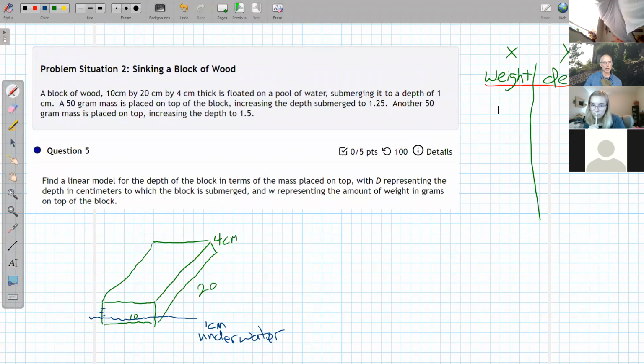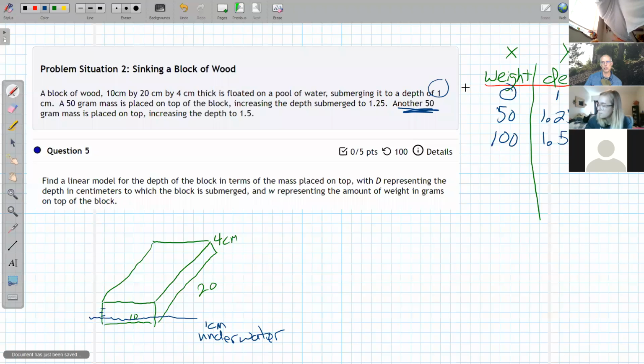All right, so if they put a weight of 50 grams on there, it ended up at 1.25 centimeters. If they added another 50, so that gives us a total of 100, I think, the depth is 1.5. And then the depth of 1 was the block with no extra weight. So I would say that depth of 1 right here goes with no extra weight because it's after they start putting weight on it that I get more depth. So the block of wood is sinking when they put more weight on it.